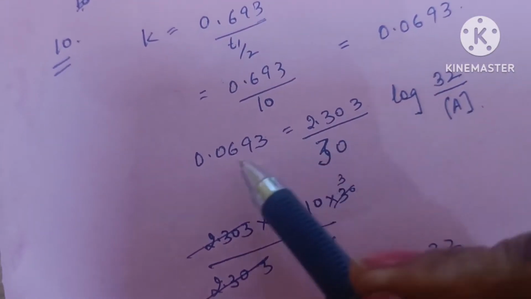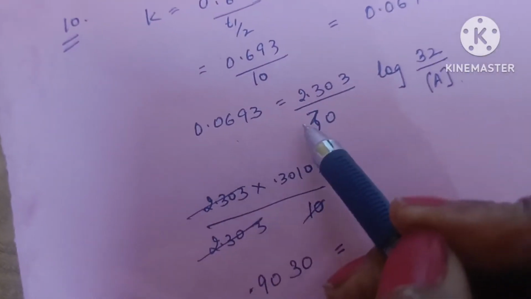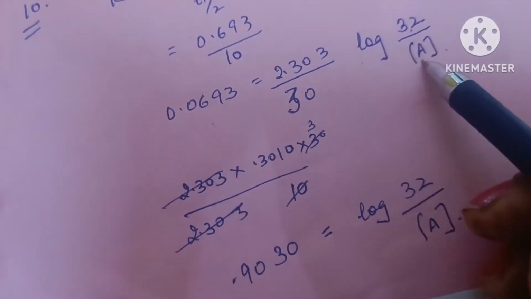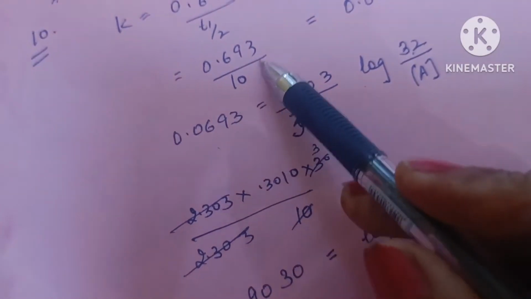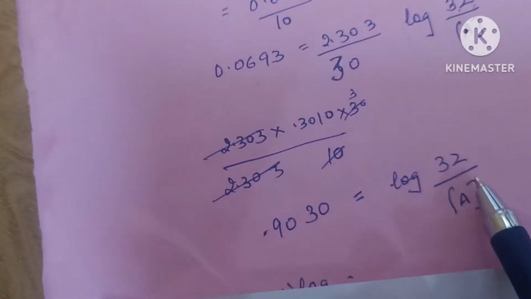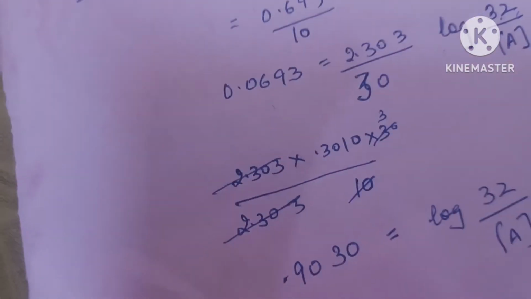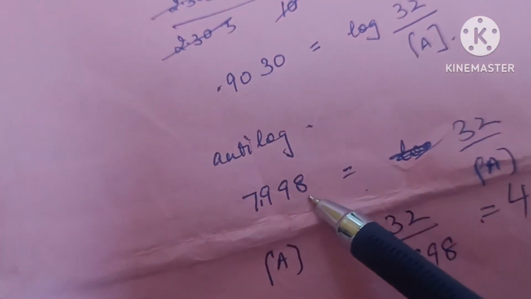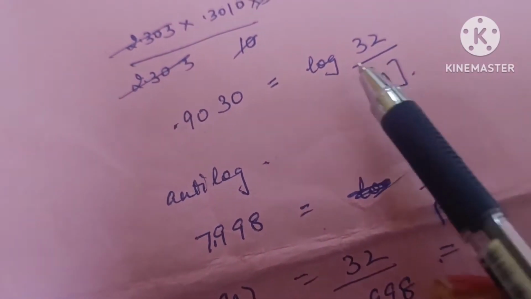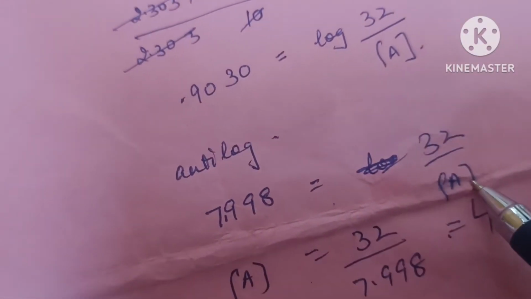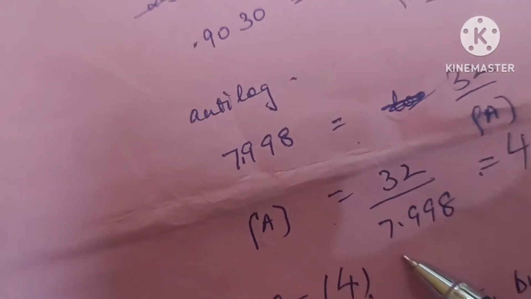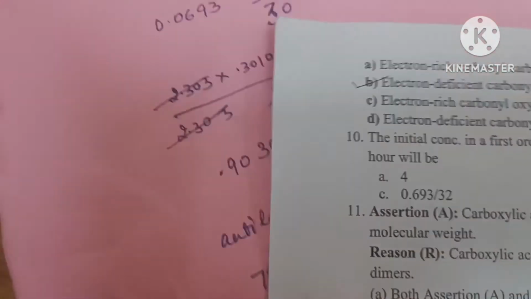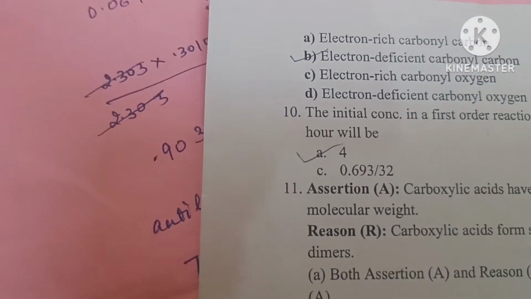Then first order reaction के लिए इंटीग्रेटेड इक्वेशन होती है K is equal to 2.303 upon T log of initial concentration upon final concentration. So ये 0.9030, this is equal to log 32 upon concentration of A. तो antilog लेंगे तो antilog of 0.9030 हो जाएगा 7.998, which is equal to antilog of log कैंसिल हो गया और 32 upon A आ गया. So A will be 32 upon 7.998, which is equal to 4. So answer is 4. Option A is the correct answer.